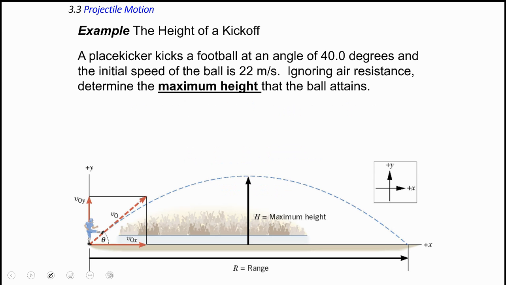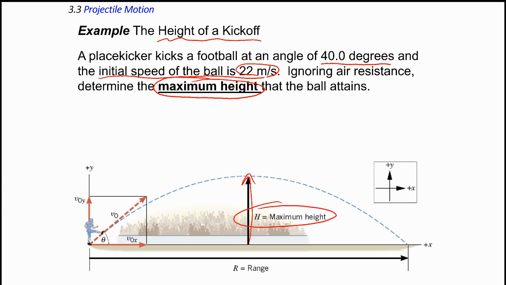What I'm going to try to figure out from this problem is the height of this kickoff. Our place kicker is going to kick our football at an angle of 40 degrees, and they're going to give it an initial speed of 22 meters per second. We're going to try to figure out the maximum height that this ball attains. We're going to try to find this information right here.